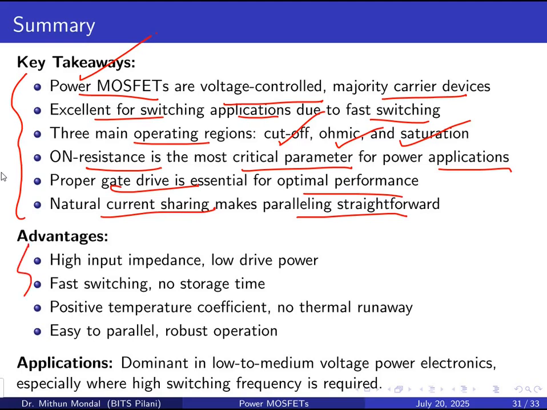So advantages, we have also seen that it has high input impedance and low drive power. Fast switching is there and no storage time. Positive temperature coefficient, no thermal runaway, easy to parallel and robust operation. So application is dominant from low to medium voltage in power electronics, especially where you require high switching frequency.